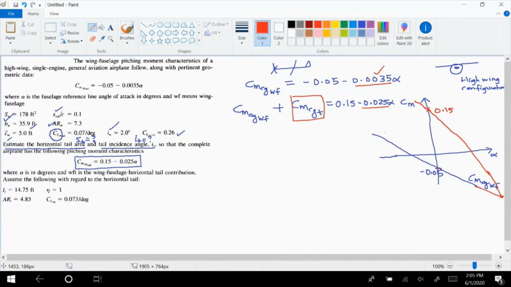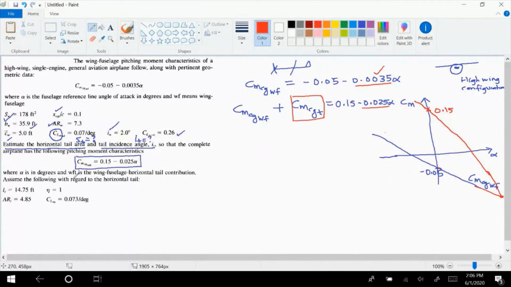So the tail in this way makes the aircraft more statically stable, and it also helps to achieve the trim point at a positive angle of attack. So in order to do that, the question is, what should be the tail area and what should be the angle at which the tail should be mounted to the fuselage? So this is what the question is asking. Okay, and this is how you should imagine this question being applied in reality. It's not just math. You have to imagine how this will actually apply to the aircraft.